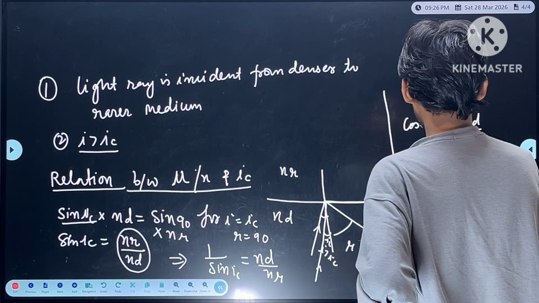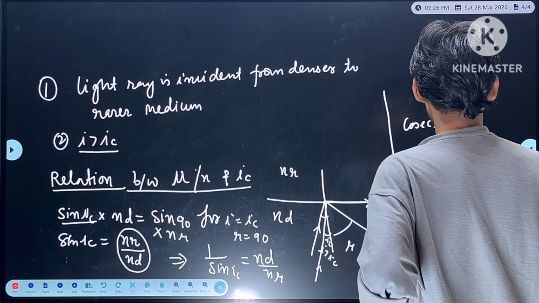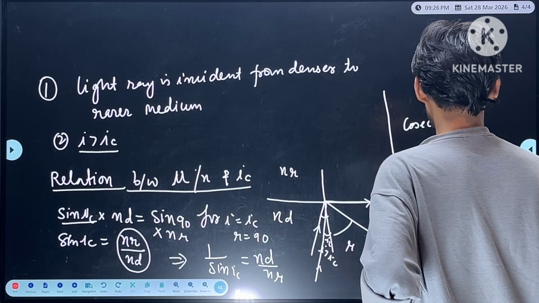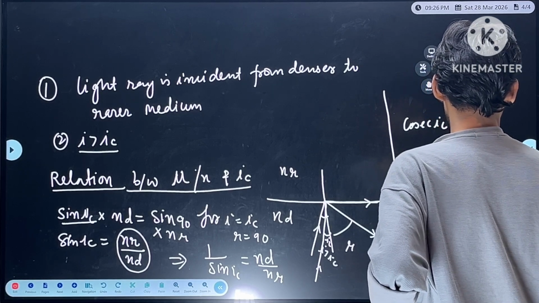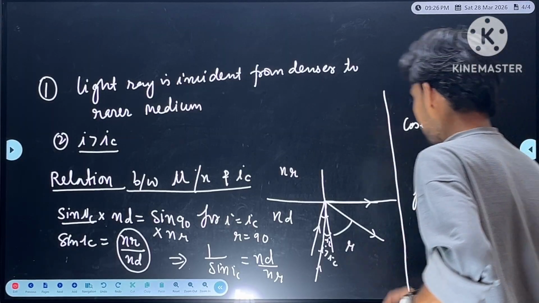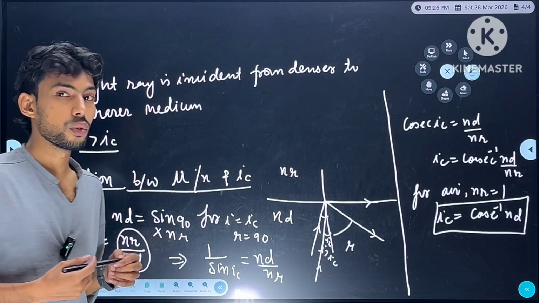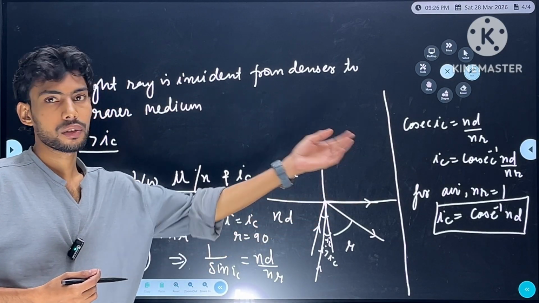If the rarer medium is air, that means this NR will become equal to 1. So simply IC will reduce to cosec inverse of the refractive index of the denser medium. So that is the relation between the critical angle and the refractive index of the two media, that is, the relative refractive index of the two media.